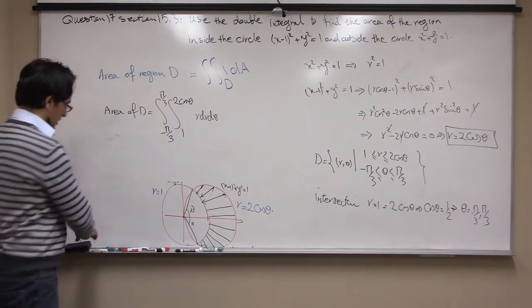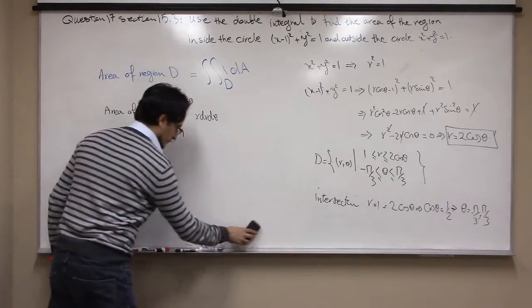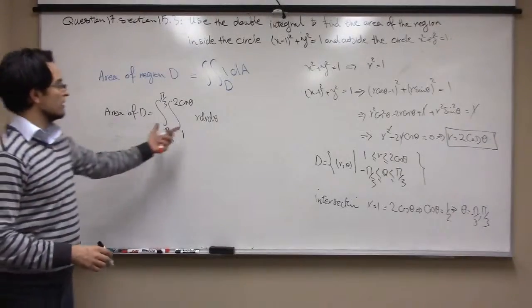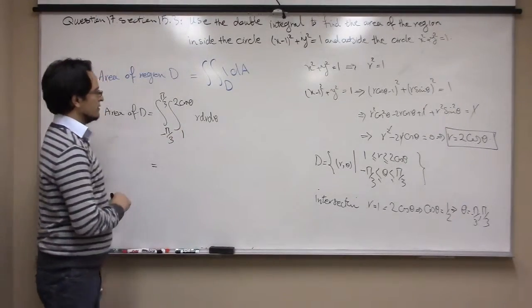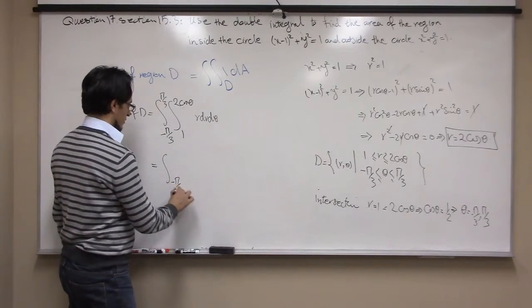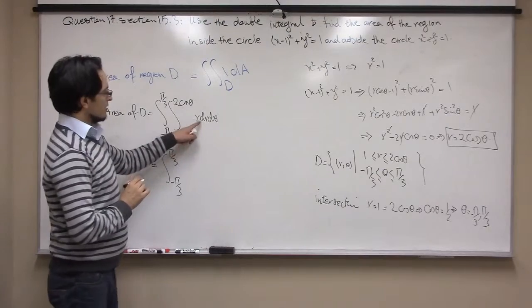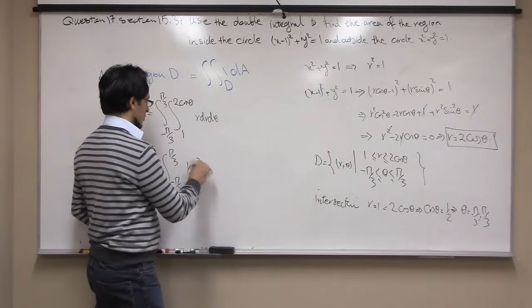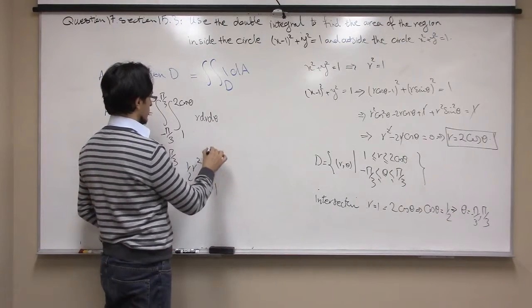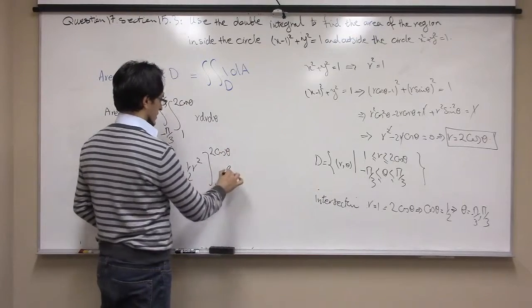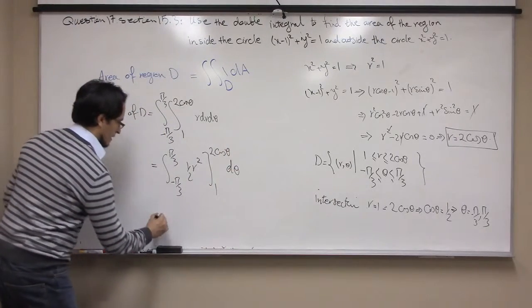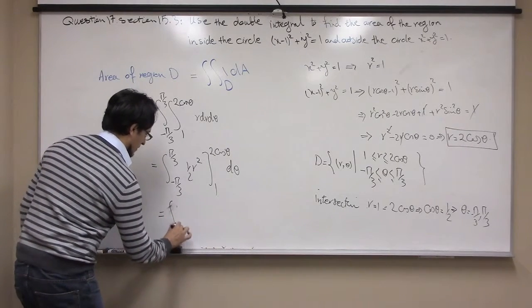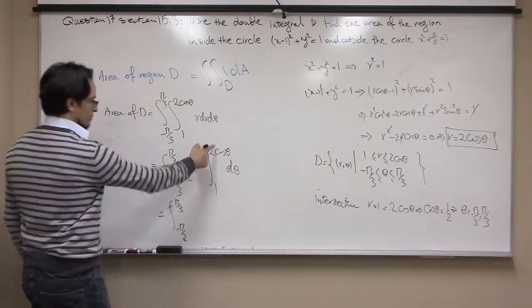Now my integral is written as an iterated integral in polar coordinates. Now I can integrate that. This is negative pi over 3, pi over 3. This is R. The antiderivative of R with respect to R is half of R squared, and we go from 1 to 2 cosine theta d theta. So plug in these guys there.